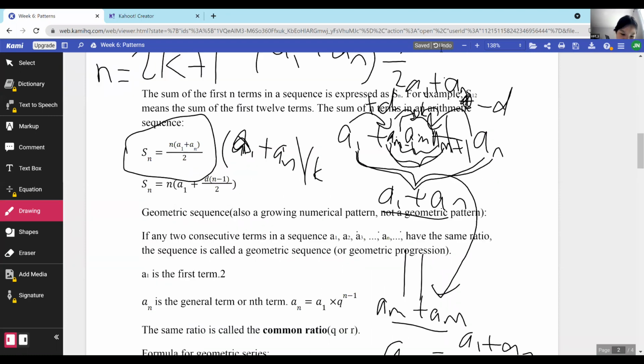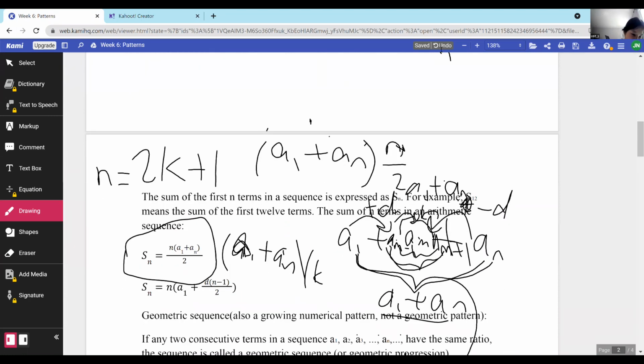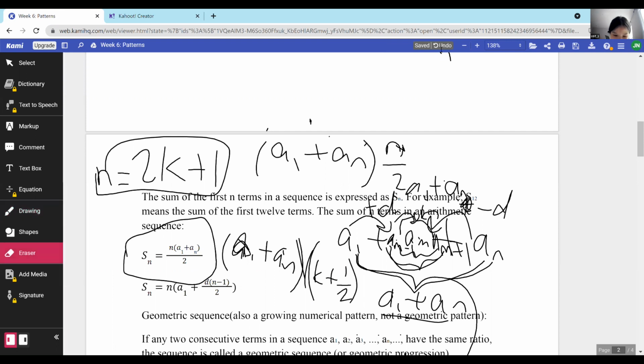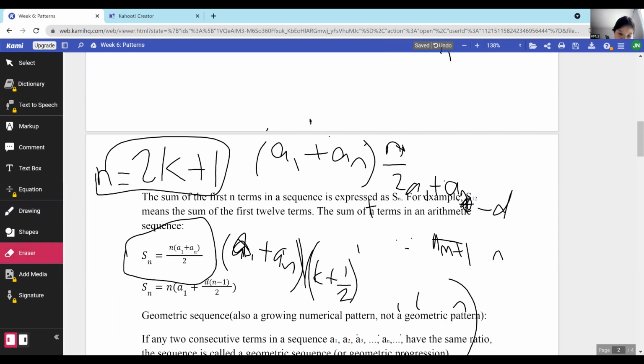So therefore, the sum for n odd is going to be a1 plus an, and then times the full product of k plus 1 over 2. And as you can see, k plus 1 over 2 is equal to n over 2.